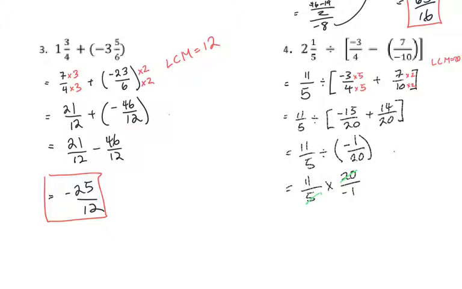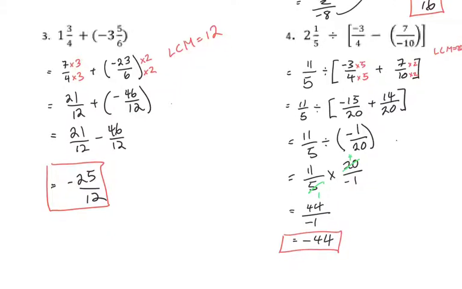20 and 5 can both be divided by 5, so 20 divided by 5 is 4, and 5 divided by 5 is 1. Multiplying the numerators, we get 44 over negative 1, which simplifies to negative 44, which is what we expect. Moving on.